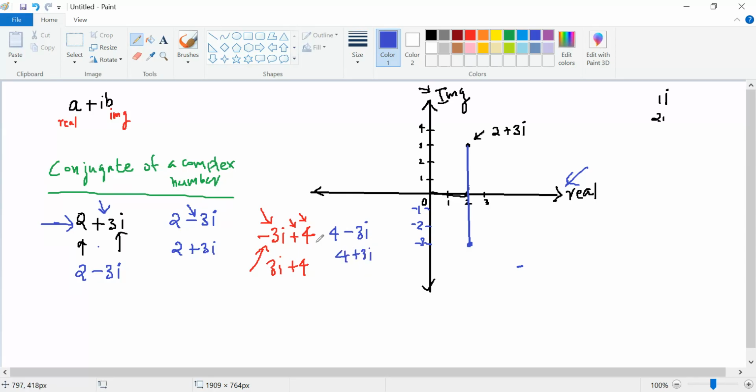So hope that idea is clear. So in the next video we'll learn about modulus of a complex number.